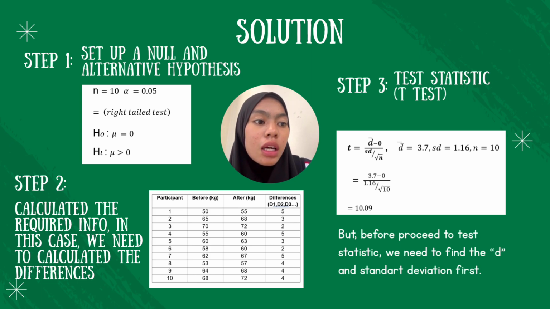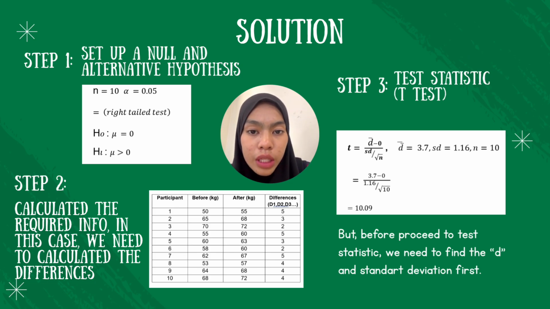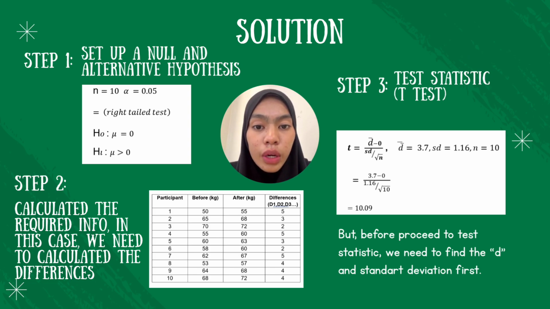For the solution, step 1 is to set up the null and alternative hypothesis, like I stated in the slide, which is H0: mu equal to 0 and H1: mu more than 0. Since the question mentions to determine if the program significantly improves strength level, we can conclude that H0 is mu equal to 0 and H1 is mu more than 0.